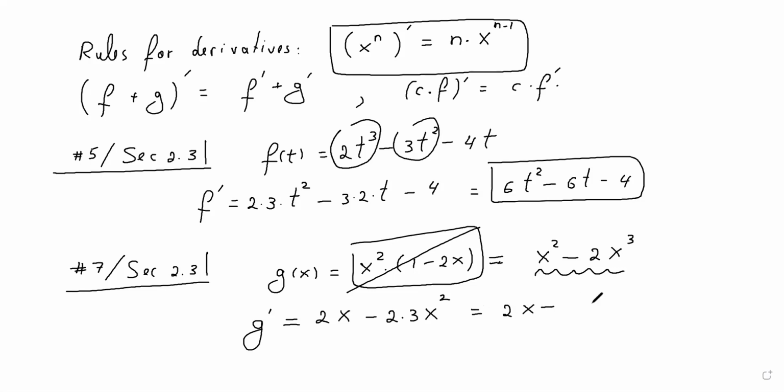And that's 2x minus 6x squared. This is the derivative and the answer for this particular problem. So be careful, folks. When you have a product, you want to distribute, use distributivity, and write it as a sum of powers of x.